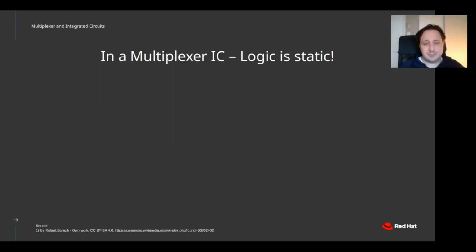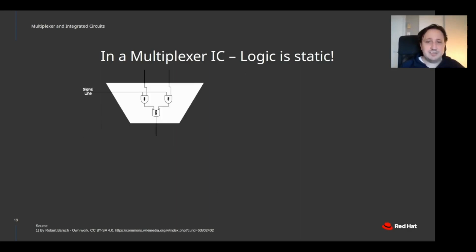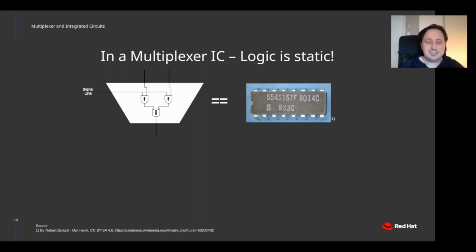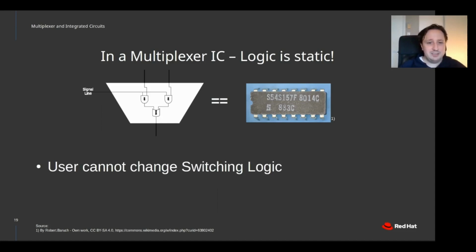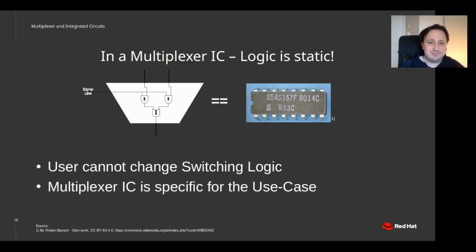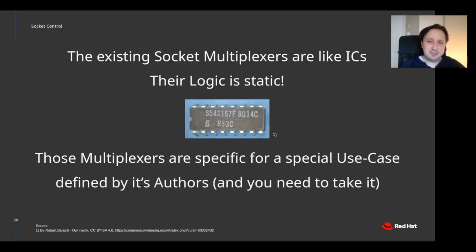What I want to show you now is that the logic is static, so you can actually buy such an IC like this, and you cannot change the internals of this multiplexer, and the user cannot change the switching logic of an IC like this. And such an IC is only specific for the use case. So I claim now that the existing socket multiplexers like AF_RDS and AF_KCM are like ICs. The logic is static. You cannot change them. It's only made for a special use case. And yeah, you can put AF_KCM on some integrated circuit like this.